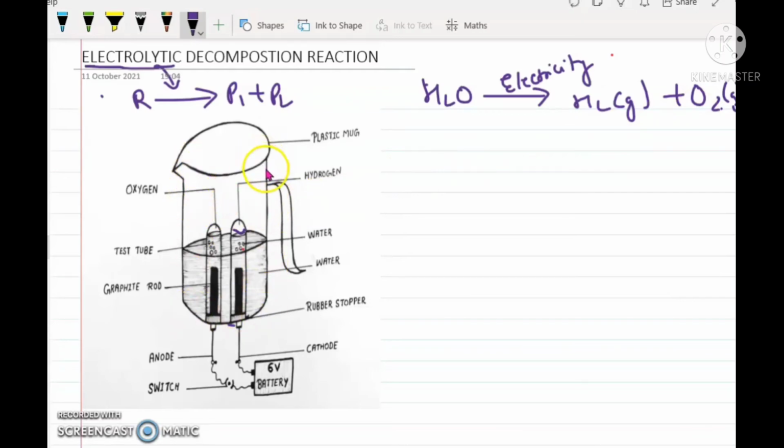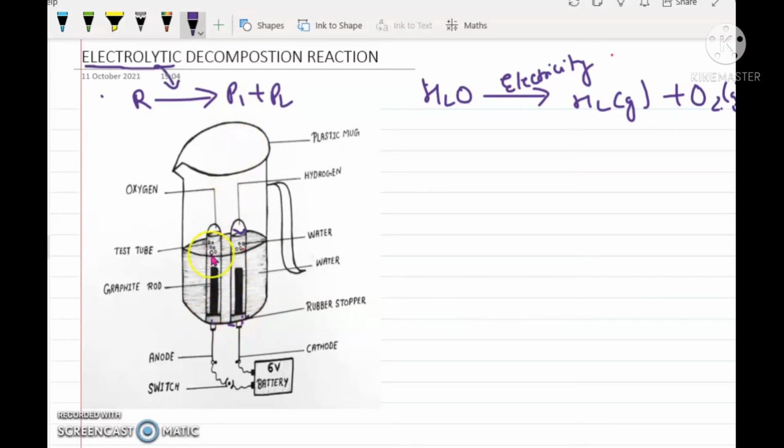There's a mug which you will take in this activity, a plastic mug. We will drill two holes at the bottom and we will cover these holes with a rubber cork which is already attached to a graphite rod at the bottom. Now we have a mug. At the bottom we have two graphite rods and the holes have been already sealed with the help of a rubber cork.